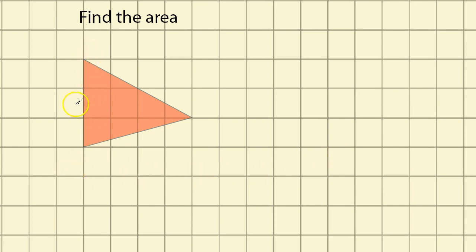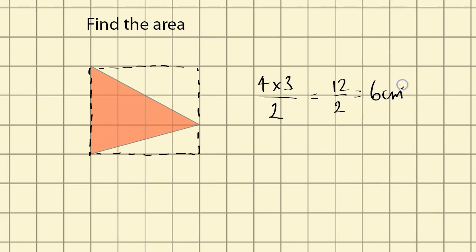Okay, so now that you've had a go, let's again think about what rectangle this takes up half of. Well, this triangle is aligned with the grid here, so I know that that's got to be part of the rectangle that I'm considering. So I'm going to continue on my rectangle out this way. That shows me that this red triangle takes up half of the space of the dotted rectangle. Okay, so it is 4 times 3, and then I just want half of that because it's a triangle, it's only taking up half of that space. So that gives me 12 over 2, which is 6 centimetres squared. Hopefully that wasn't too confusing for you.